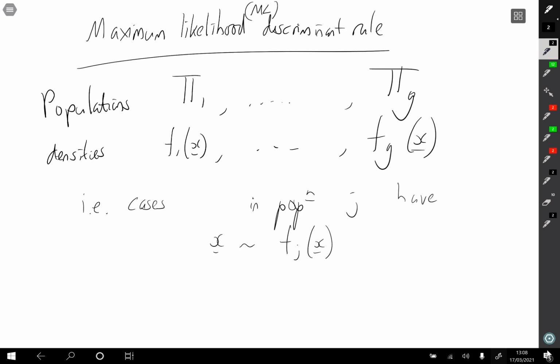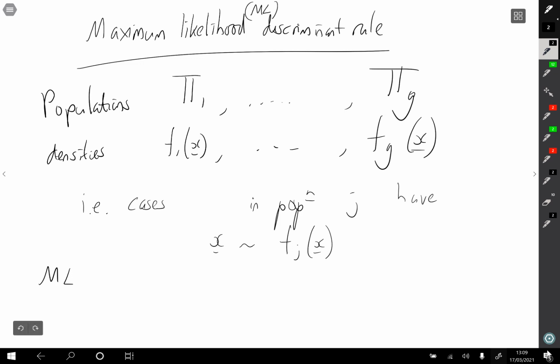But now we're going to assume that the cases in each population have a known distribution. So we're going to assume that the cases in population 1 have a distribution that has probability density function f1 of x, and so on. The cases in population G have a density function fG of x. In other words, we're going to assume that x in population j has a density fj of x.